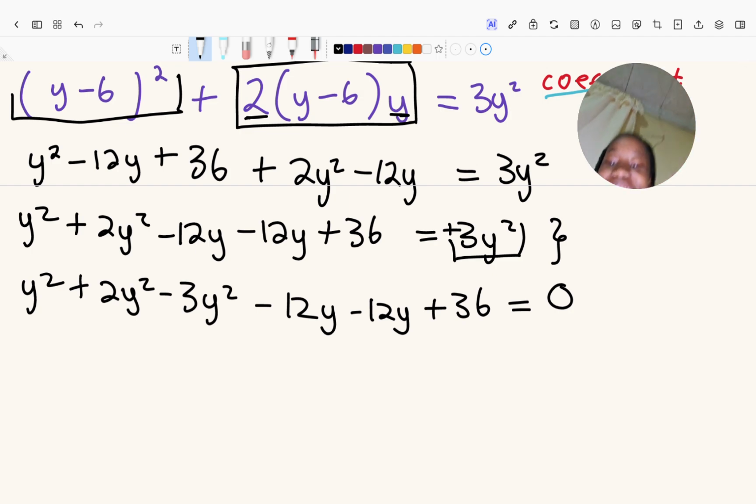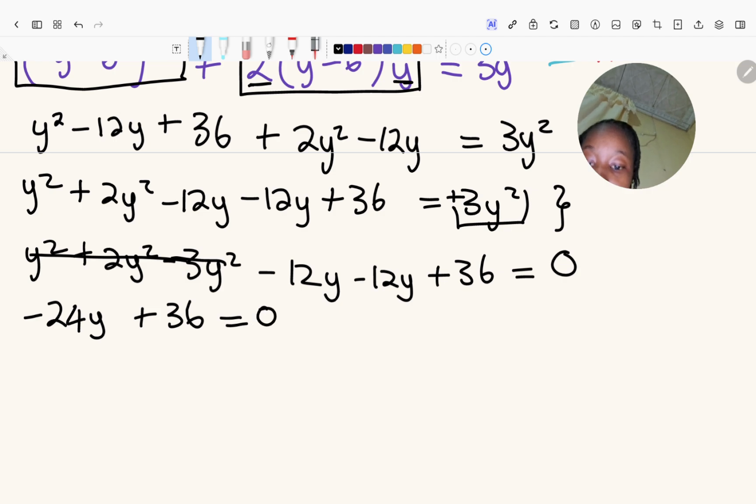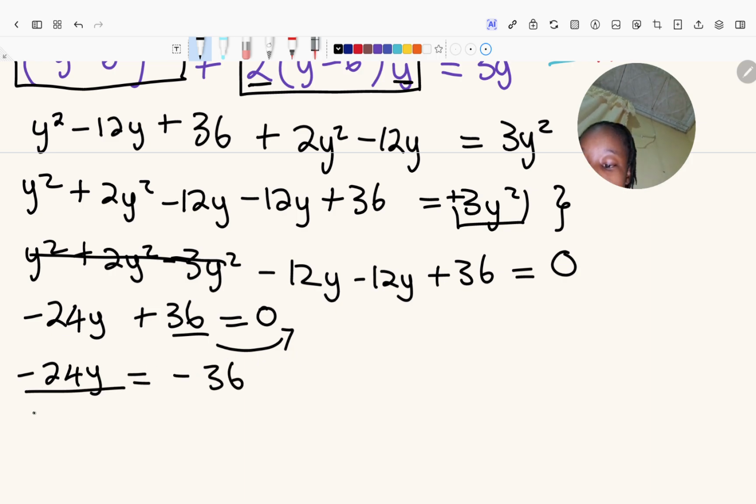Okay, so let's just work on this one. So that means that I'm going to kill this. So I'm just left with negative 12y minus 12y, which is equals to negative 24y plus 36. It's equals to 0. So I'm just going to take this 36 to this side. So it's going to be negative 24y equals negative 36, and then I'm going to divide by negative 24 on both sides.